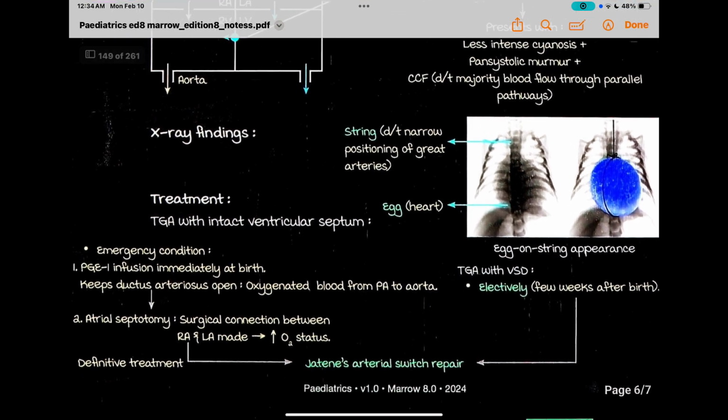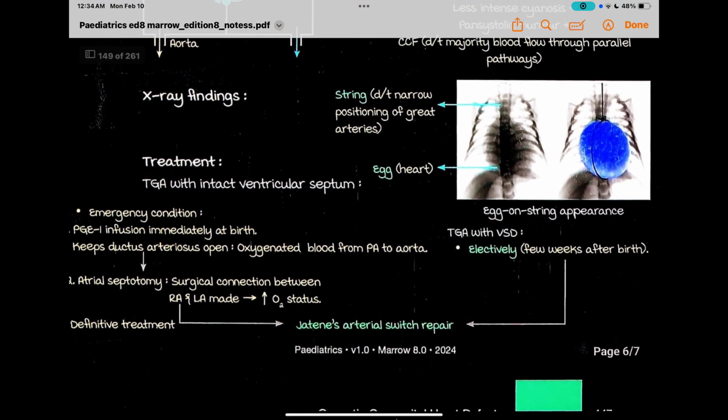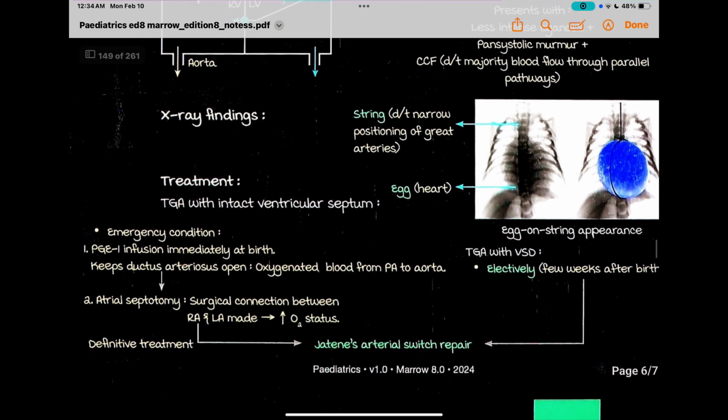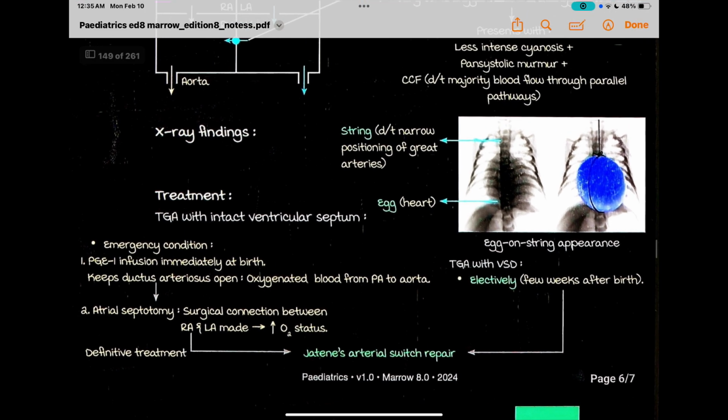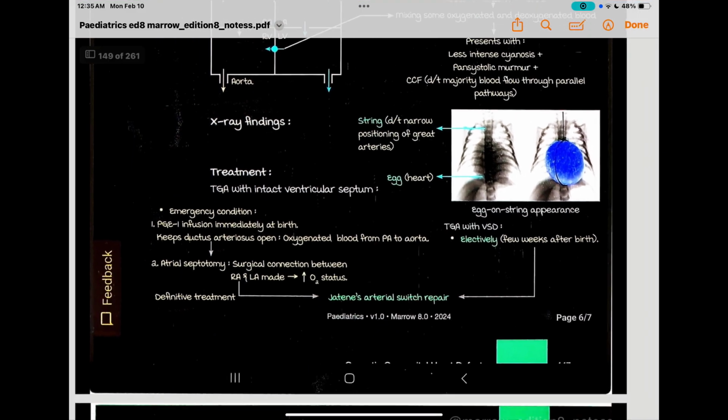Treatment: transposition of great arteries with intact ventricular septum. Emergency condition: PGE1 infusion immediately at birth keeps the ductus arteriosus open, allowing oxygenated blood from PA to aorta. Atrial septostomy: surgical connection between the right atrium and left atrium is made, increasing O2 status. TGA with VSD: electively a few weeks after birth. Definitive treatment: Jatene arterial switch repair.